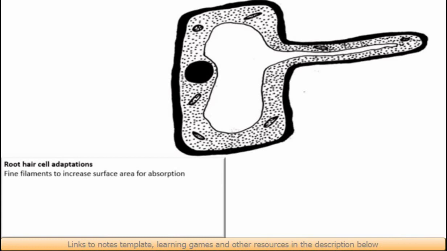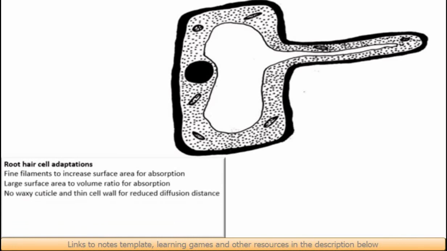As well as their large surface area to volume ratio, the cells lack a waxy cuticle, and they have a thin cell wall to reduce the diffusion distance for water being absorbed by osmosis. Root hair cells have a large permanent vacuole to allow as much water as possible to be absorbed, and they are close to xylem cells, so the water can move into these for transport around the plant.